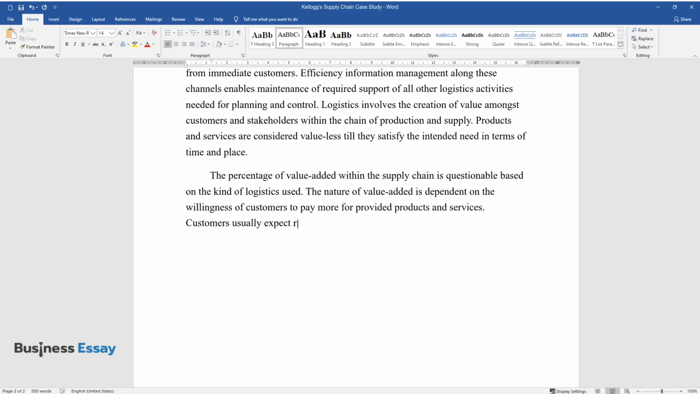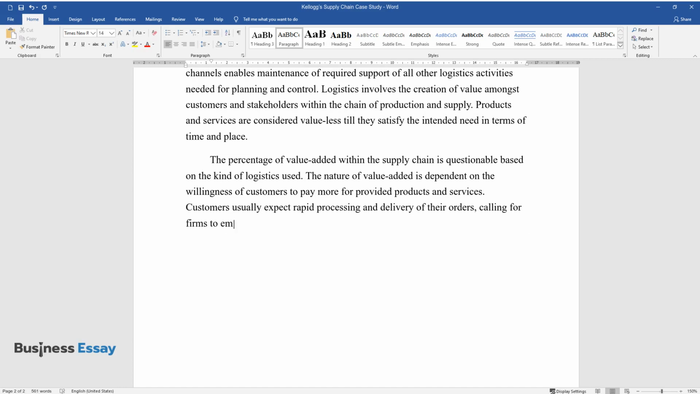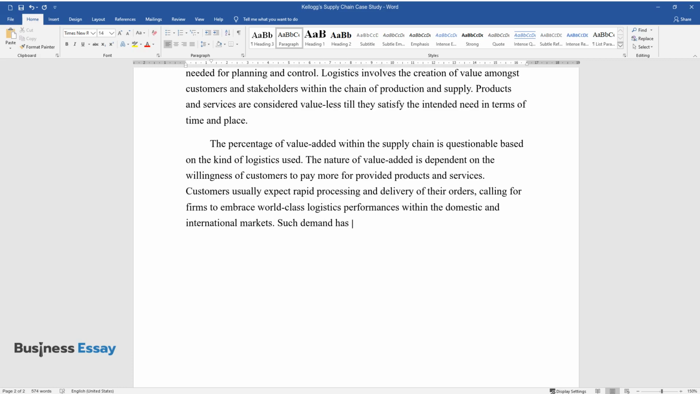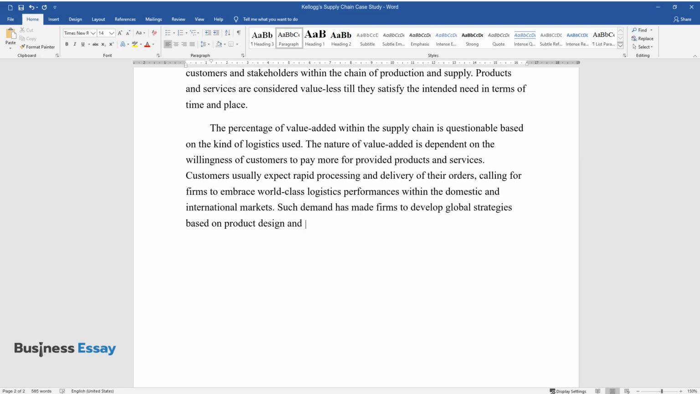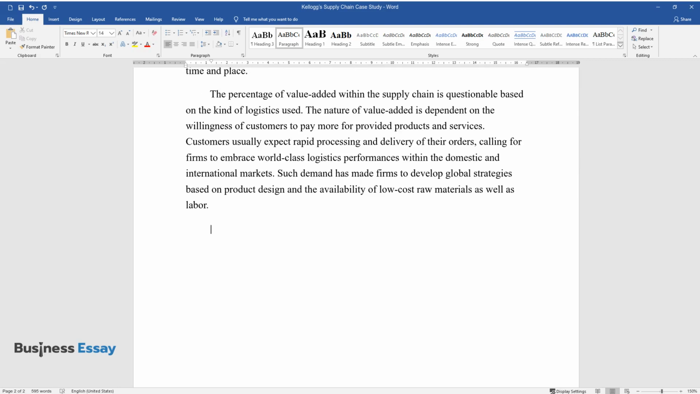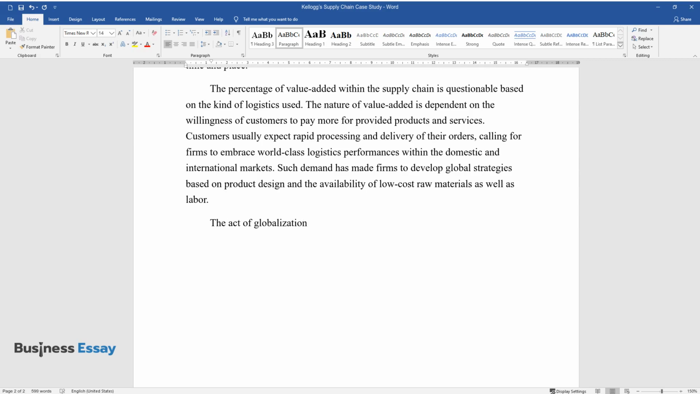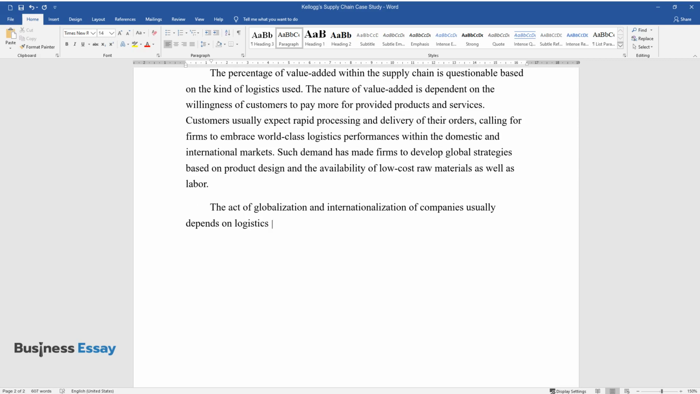Customers usually expect rapid processing and delivery of their orders, calling for firms to embrace world-class logistics performances within the domestic and international markets. Such demand has made firms develop global strategies based on product design and the availability of low-cost raw materials as well as labor. The act of globalization and internationalization of companies usually depends on logistics performance and accumulated costs.